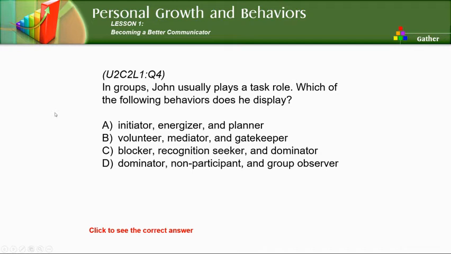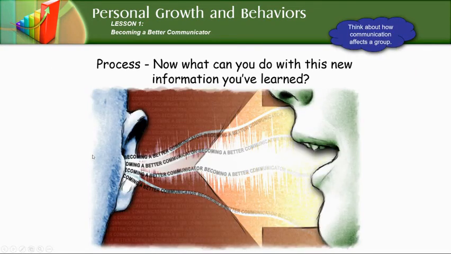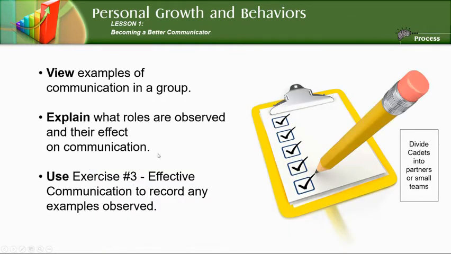So in groups, John usually plays a task role. Which of the following behaviors does he display? Task. Okay, remember? That's right. He's the initiator, energizer, and planner. So he definitely plays an important role in the group. All right, so think about how communication affects a group. Okay, you saw all those roles, and then you have the dysfunctional roles. You guys are not going to be able to do that because you're doing it online.